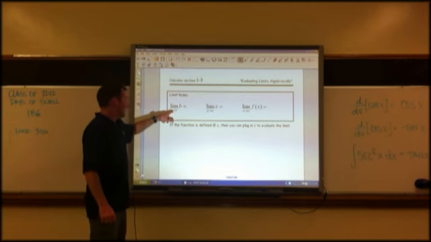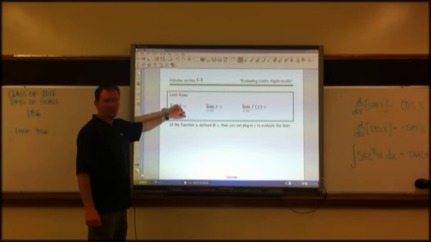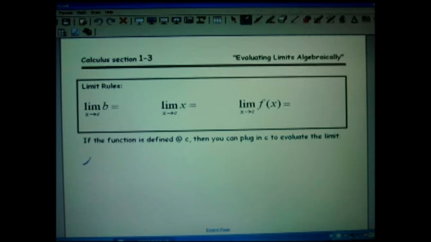So the first one, if I've got the limit of a constant like b, so this would be something like the limit as x approaches c of 4. Well, there's no x in there to change. This is a not changing function. So this limit would just be 4. So our rule is that if I've got the limit as x approaches c of some constant b, the answer is just going to be b.